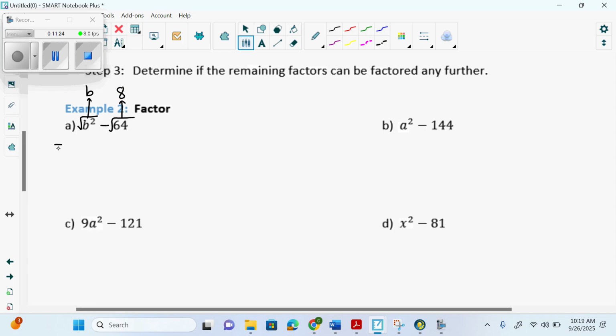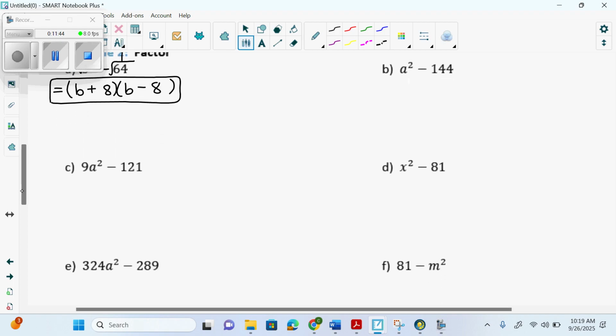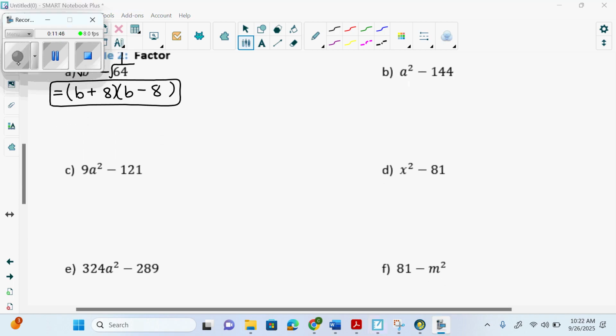So an equal sign, make sure you have an equal sign. It matters. Because this equals this. We're going to get a b in the front of each bracket, an 8 at the back of each bracket, and then a positive or negative, or you could have gone negative, positive. Either way, if I FOIL that back, I'll get that back. Okay? You guys are going to try up to F. Go.